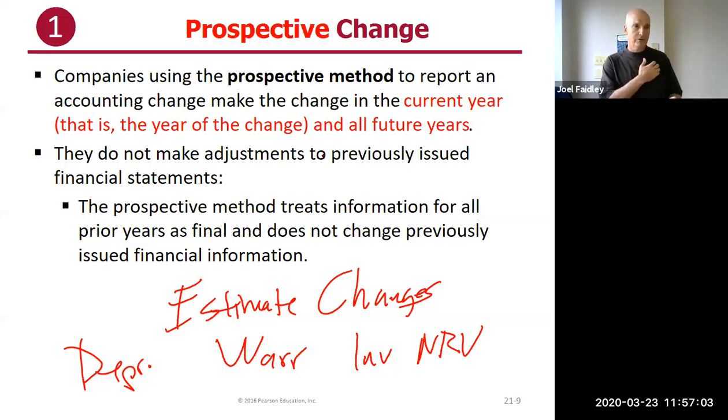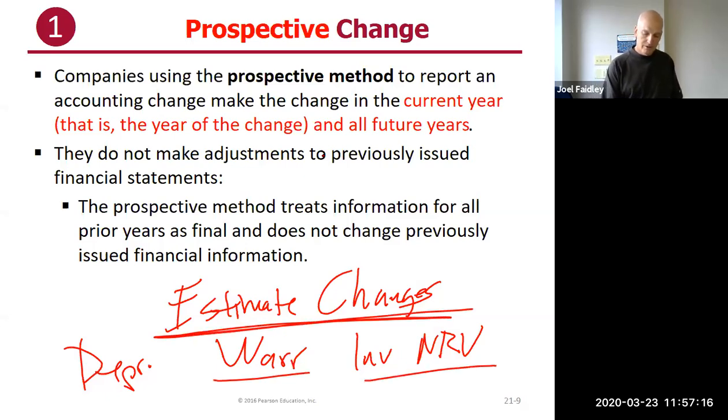Now that's a different story if you have an error on your estimate. But if it's just an estimate that's changed because your business has changed, you're going to do that prospectively going forward. But there's all kinds of things out there that are classified as estimate changes: inventory, warranty, depreciation. Just keep that in mind.